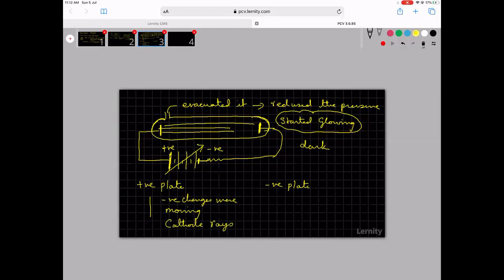Then they also saw that some particles were moving towards the negative side. When some particles move to the negative side, they said that if something is going towards negative, it must be positively charged. We still don't know what it is that went, but we only know that some positively charged particles were moving towards this. They call these the anode rays. They call this the cathode ray because the name of this tube itself is called the cathode ray tube.